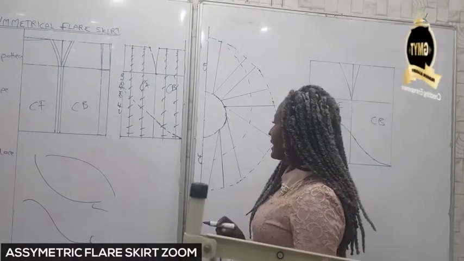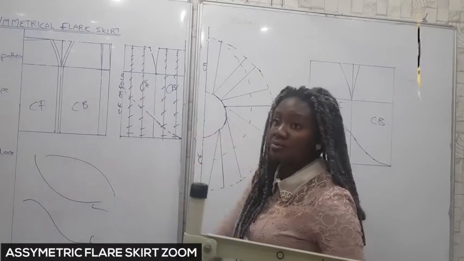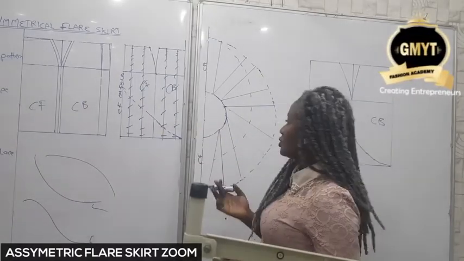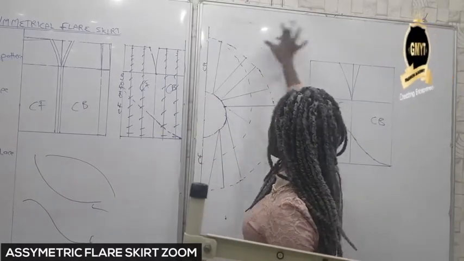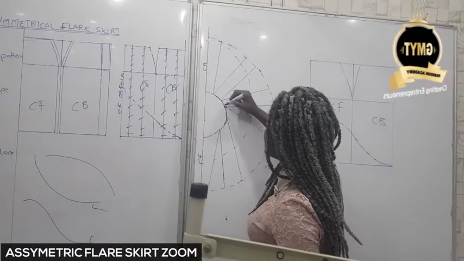But the most important thing is make sure your CF is on the folded line, and then go ahead and spread it all to your desired choice. So this is me spreading it. This is my fabric, me spreading it. This is where my CF and my CB is meeting.